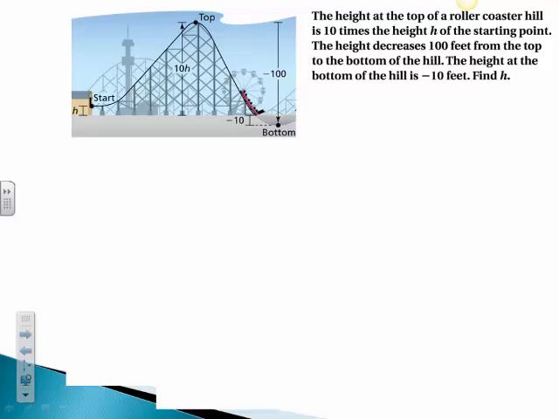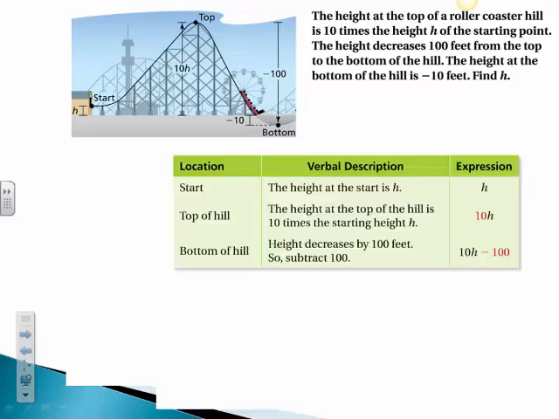So we have to do exactly what it says. 10 times the height of the starting point. So the height at the top of the roller coaster is 10 times the height of the starting point. So this is all the information they gave us. So the starting point height is h. The top of the hill was 10h. And the bottom of the hill is 10h minus 100. Okay? So that's all the information that they just told us.